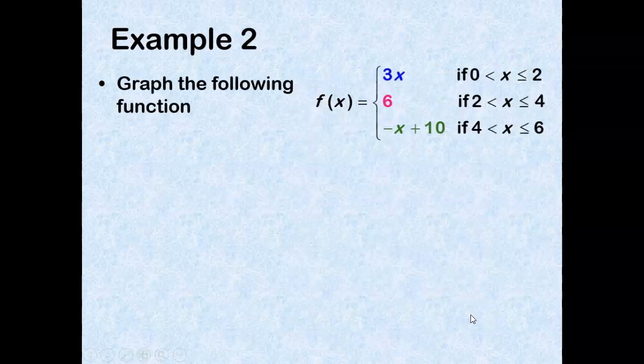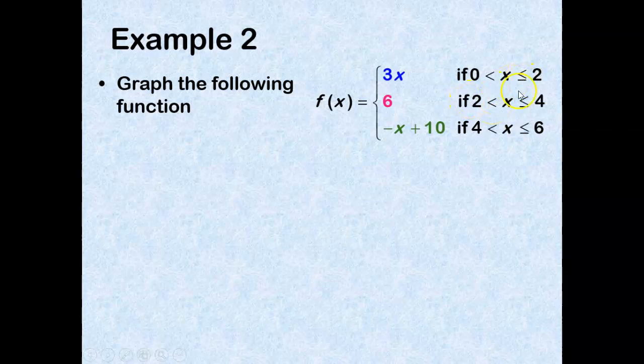So, for example, on number 2 here, this is a piecewise defined function. Its name is f of x. It's made up of 3 pieces: a line that has a slope of 3, a constant line at 6, and a line that has a negative slope and a y-intercept at 10. The line that has a slope of 3 is defined between 0 and 2. Notice you would include the 2 here, but you wouldn't include it there.